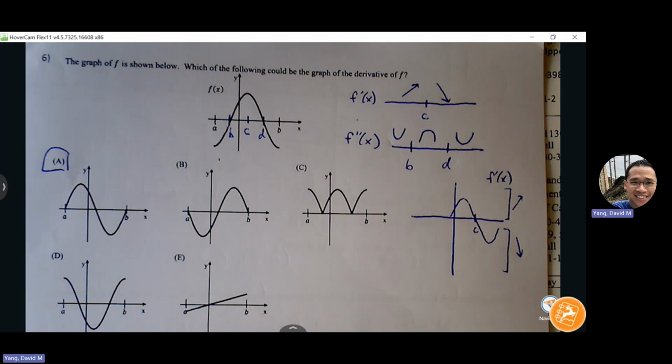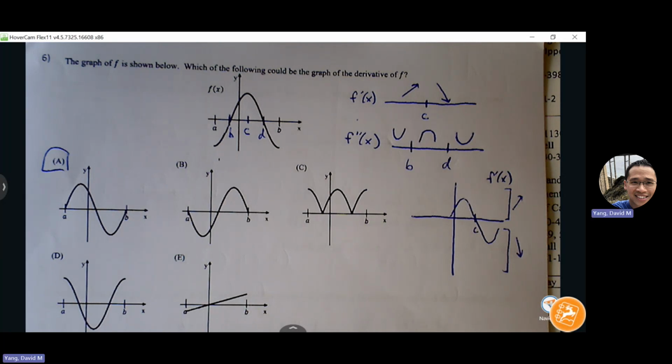Okay, let's do one more. The graph of f is shown. Which of the following could be the graph of the derivative of f? So without even looking at my choices, I just want to create my own version. So here's my slope sign line. My slope sign line is just going to follow exactly how my graph looks.